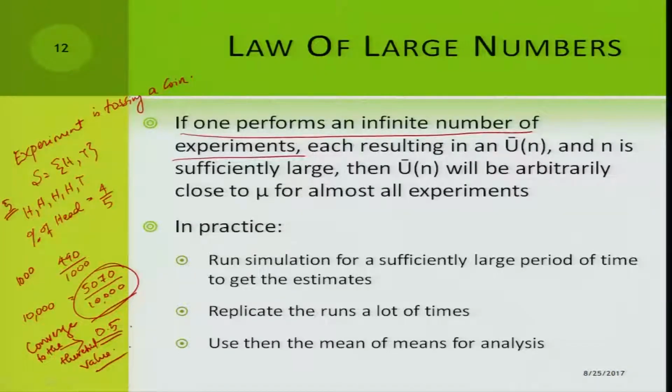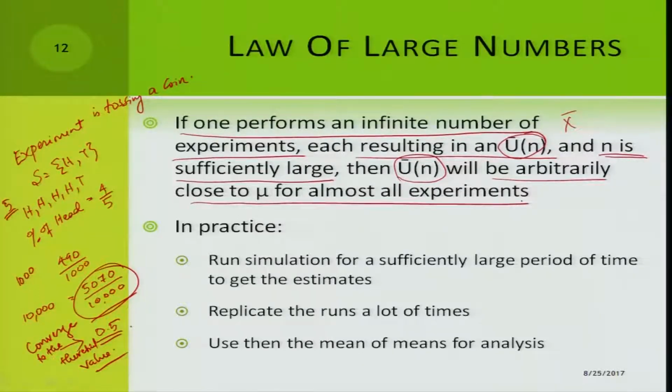Okay. So the idea is that if you do the experiment an infinitely large number of times, and each time you get a sample mean, u bar or x bar, whatever you want to call it, and n is sufficiently large, we are talking about thousands, 10,000s, those kind of numbers, then this u bar n or x bar will be arbitrarily close to mu for almost all experiments.